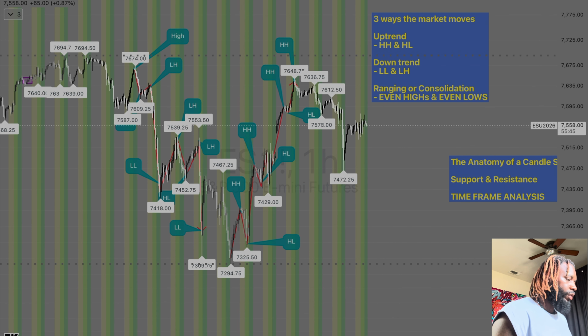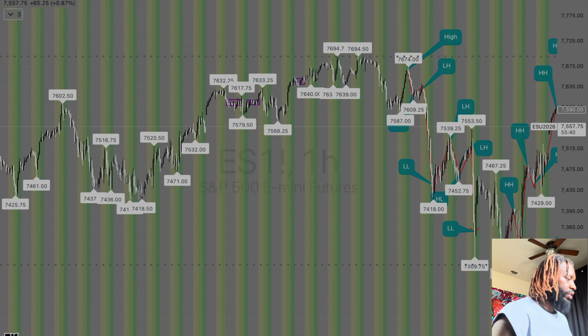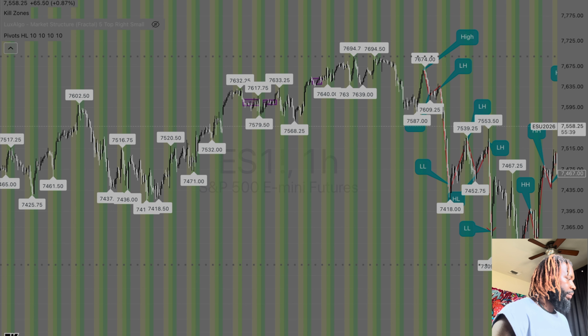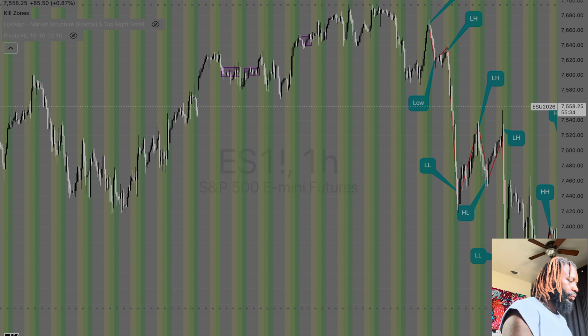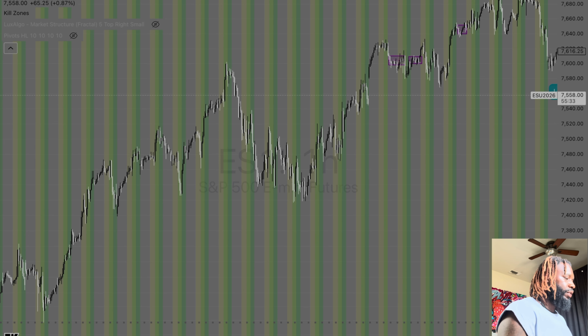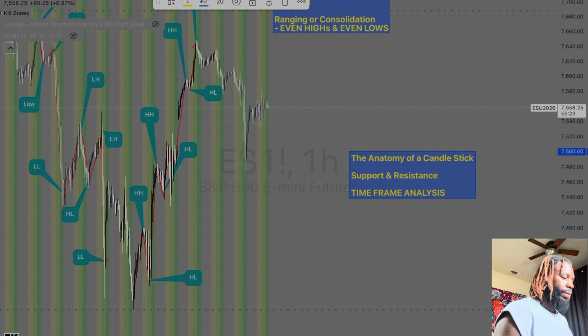Okay, so all right, let's go through. We're going through support and resistance right now. Let me turn off pivots because that's taking up a lot of screen. All right, so support and resistance. Support is going to be, I want you to think about it like this, right? This is how it's typically explained to people. Support is your floor.